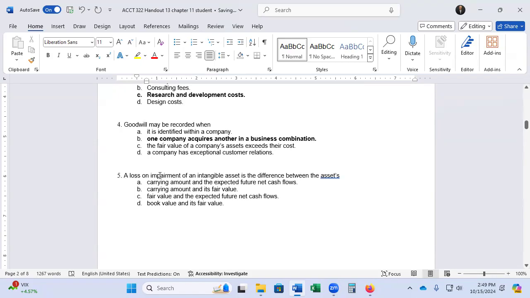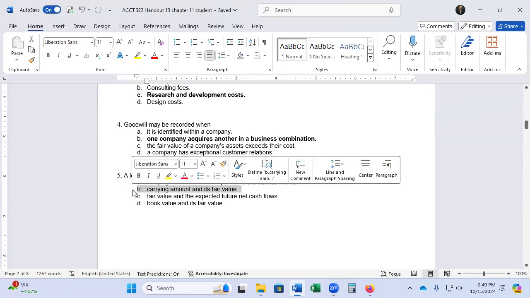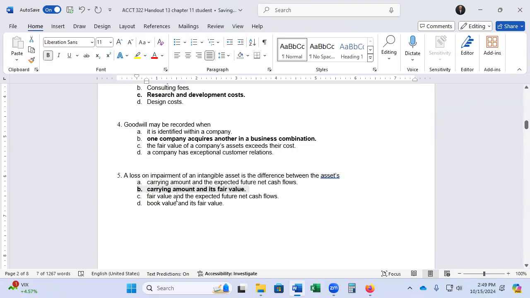And the last one, a loss on impairment of an intangible asset is the difference between the asset's carrying amount and its fair value. That is our answer here. The fair value and expected future net cash flows, and book value and its fair value, are not correct. So we have B.